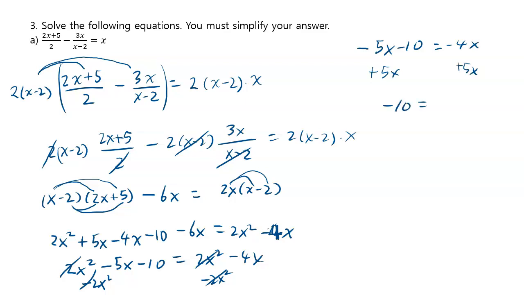So you get negative 10 equals negative 4x plus 5x. But wait a minute, 5 plus negative 4, that's just 1, so you get x, which is equal to negative 10, so that is our answer.